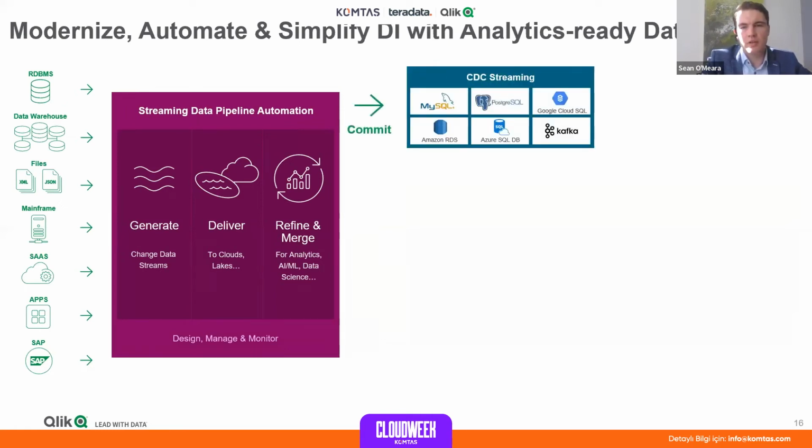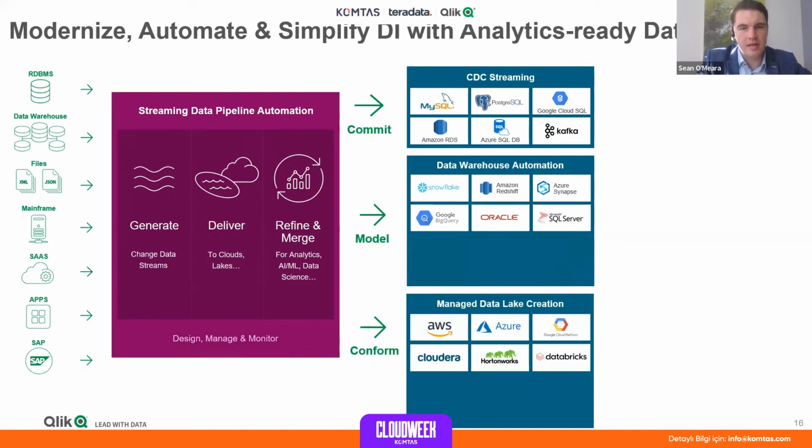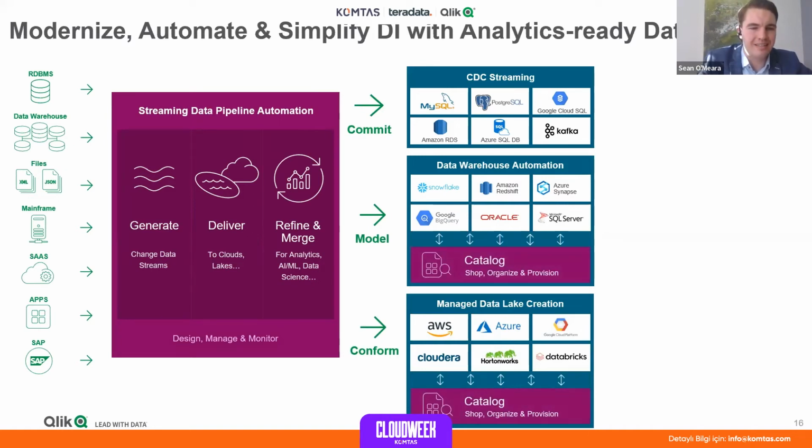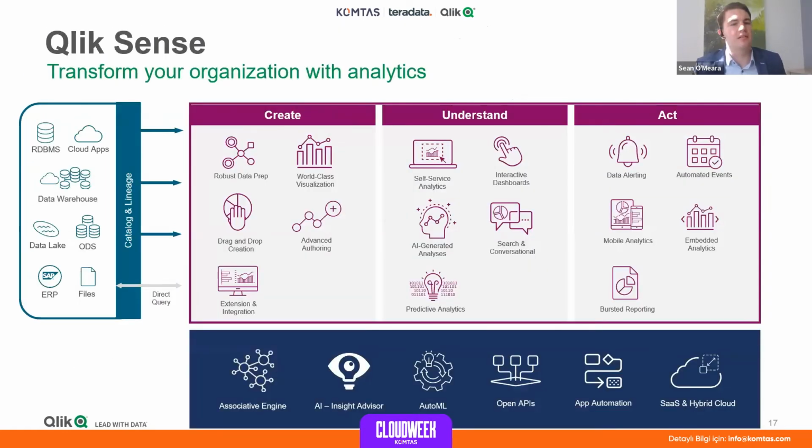So what does that mean? We can commit the data from ODS to where it needs to be with change data capture streaming called Qlik Replicate. We can model the data with data warehouse information, bringing data warehouse projects down from months and years to a matter of weeks with Qlik Compose, and we conform. So it's the same. There's components for data warehouses and data lakes. And then we have the catalog to catalog that data and make it available for the business user. And this then can be consumed by different endpoints like analytic systems, AI and machine learning systems, or data science programs.